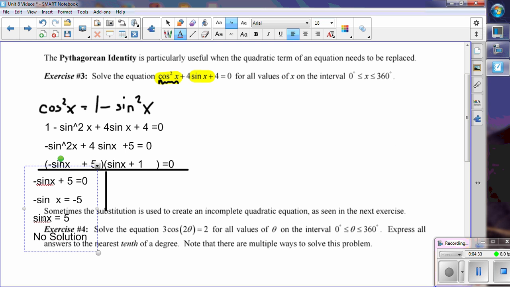If you have 1 plus sine x, it can't be up to 5. So there's no solution to this part. Over here, we know that sine of x plus 1 has to equal 0. In this step, we subtract 1 from both sides, and we get sine x is equal to negative 1.